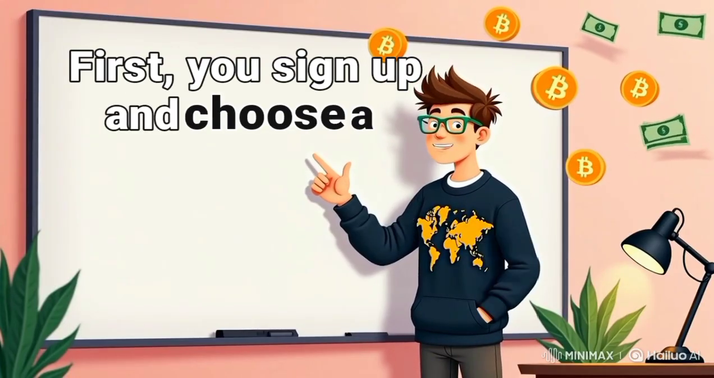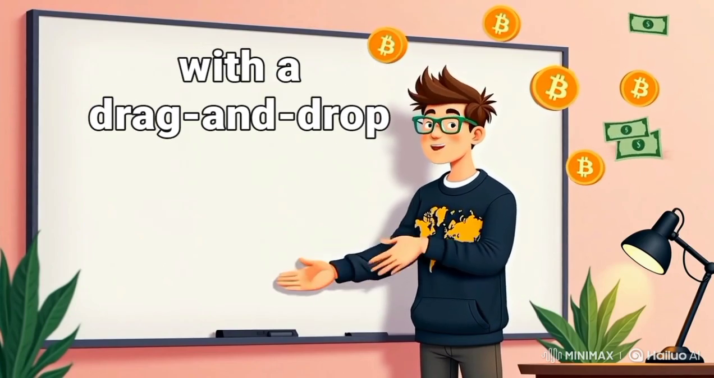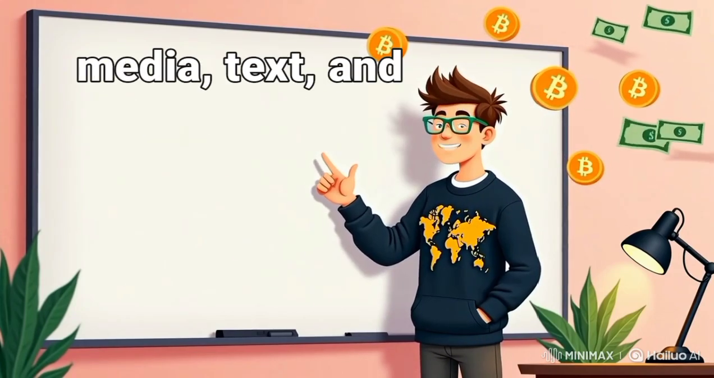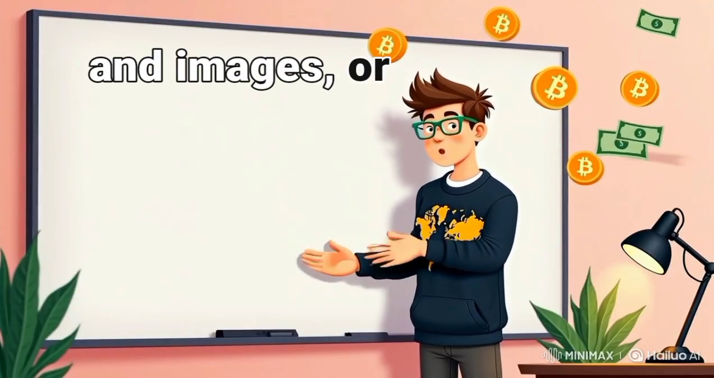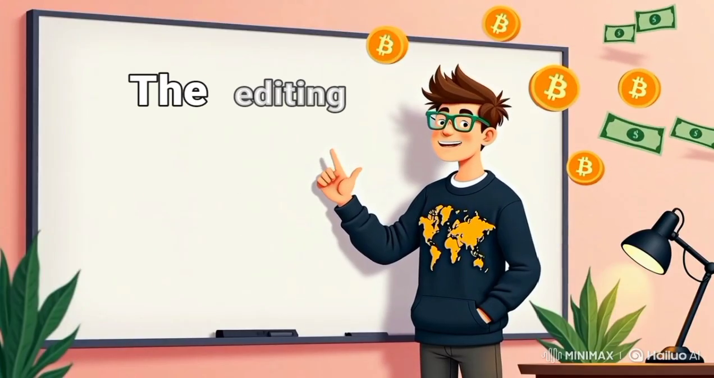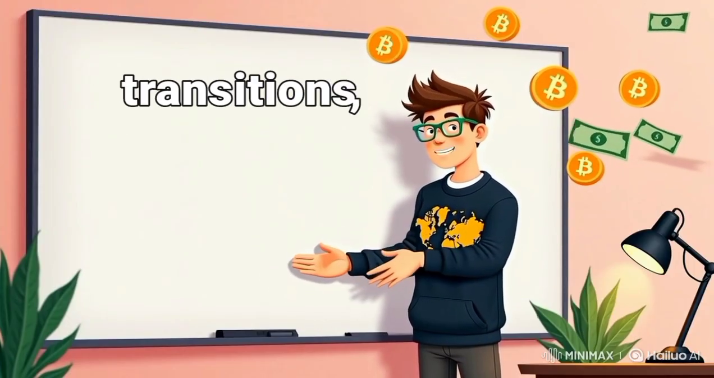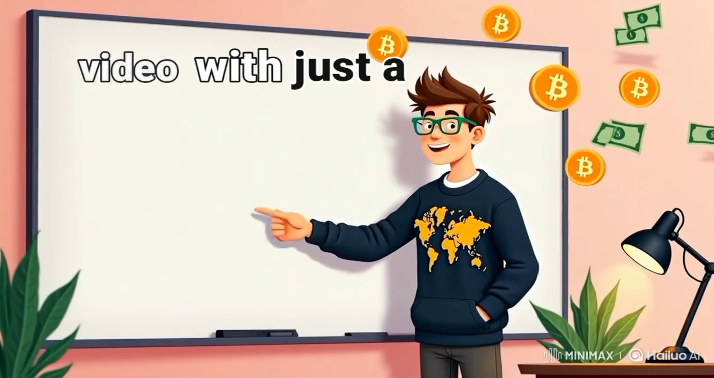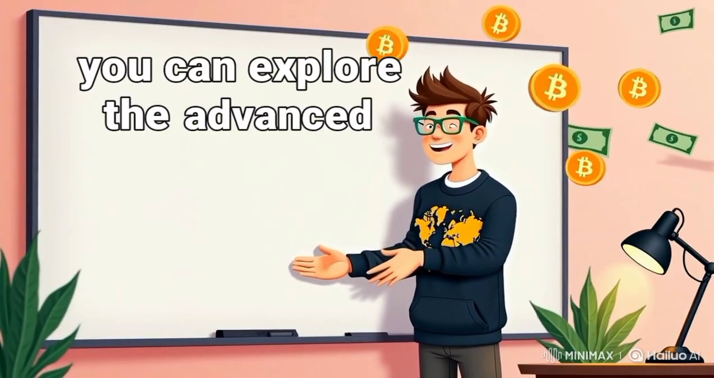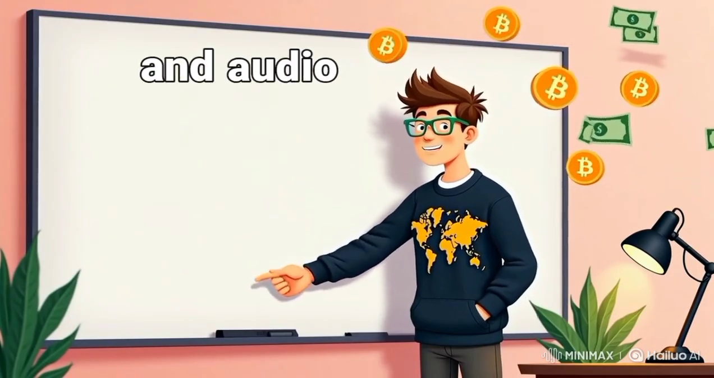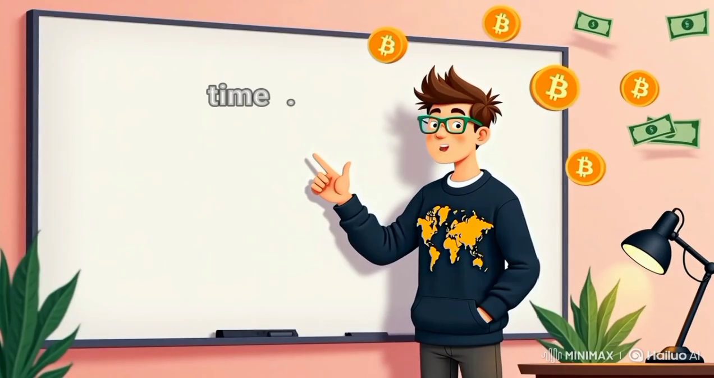First, you sign up and choose a template that fits your style. The interface is super intuitive, with a drag-and-drop feature that makes it easy to add your media, text, and effects. You can browse through a variety of stock footage and images, or use your own content. The editing process is where VO3 really shines. You can trim clips, add transitions, and adjust the timing of your video with just a few clicks. If you want to get fancy, you can explore the advanced features like color adjustments and audio settings. The best part? You can see your changes in real time.